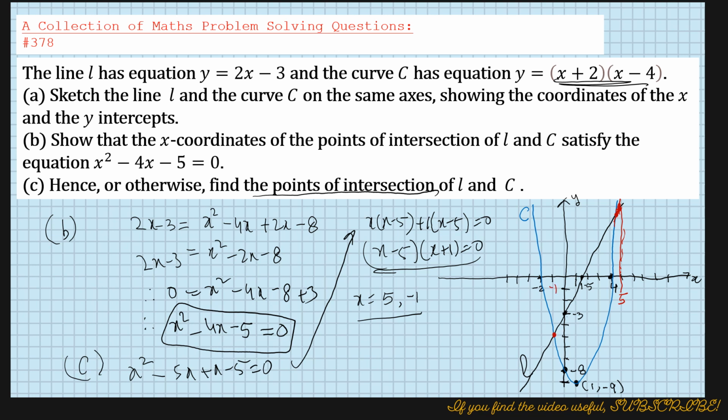So if x is 5, what is y? So y would be 2 times 5 minus 3, that is 10 minus 3, that's 7. So that's a bit off in my drawing, but it doesn't matter. So then the point would be 5, 7, and the other point would be y equals 2 times minus 1 minus 3. So that would be minus 2 minus 3 is minus 5.